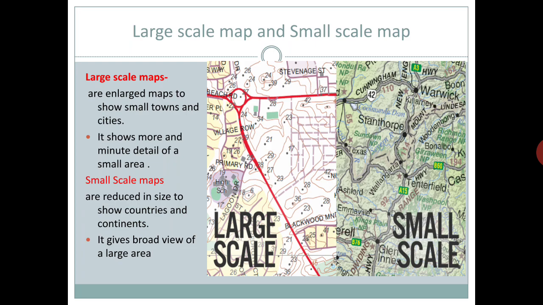Now small scale maps. Small scale maps are reduced in size to show countries and continents. It gives a broad view of a large area. So a very big area in a small map is called small scale map. A very small area in a map is called large scale map. So you just remember two things. Map of a village, city, town will be in large scale map, and map of world, country, continent will be in small scale map.